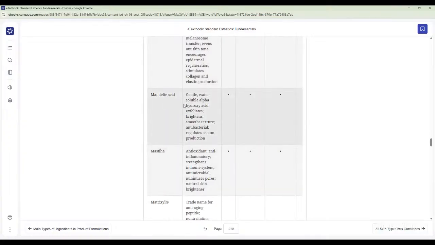Mandelic acid, I do want to talk about mandelic acid. Of course, it can be used for all skin types. Gentle, water soluble. Alpha hydroxy acid is a little stronger than lactic. It exfoliates, it brightens, it smooths texture, antibacterial, regulates sebum production, and also this is one of the top acids that many estheticians and med spas will recommend for Fitzpatrick's 4 and up. Okay, so for people of color, Fitzpatrick's 4 and up, they will usually go to mandelic acid because it just has a variety of everything, and then they will start to break away and customize from there.